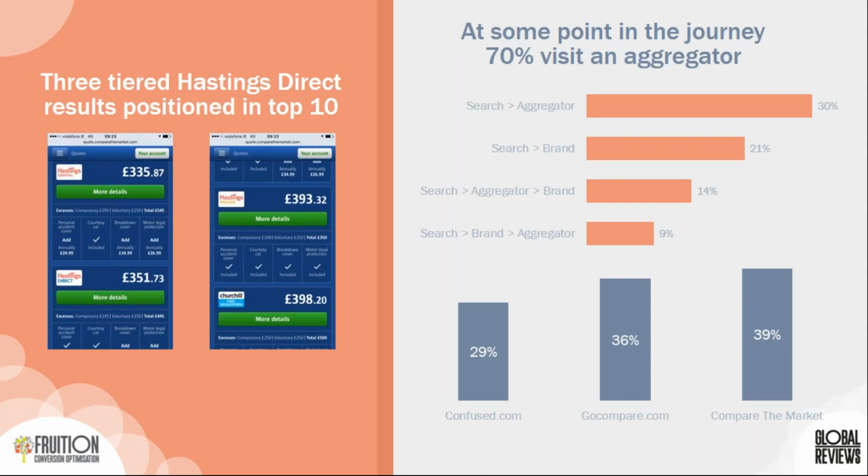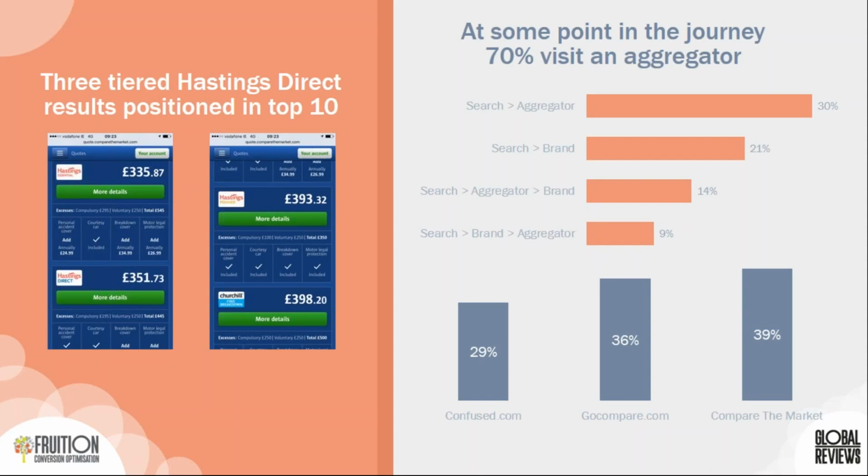So if Hastings Direct had one at 3, one at 7, and one at 20, it would be very difficult for the user to actually compare the different products against each other. So that they are grouped together, that they are all within the top 10, makes it very easy for the consumer to understand the differences between the product set.